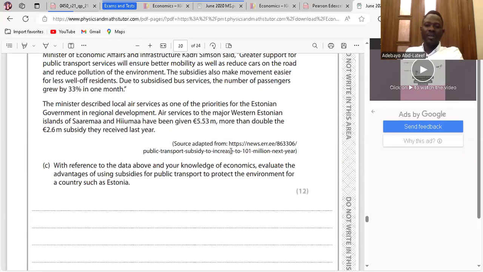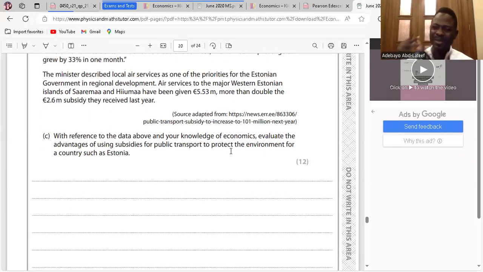So we have the case study here. Here is about evaluation, which is the same as assessment. That you have to talk about advantages and disadvantages. So they said, with reference to the data above and your knowledge of economics, evaluate the advantages of using subsidies for public transport to protect the environment for a country such as Estonia. First, what are subsidies? We already said it, but we have to say it again. Subsidies are financial help from government to reduce the cost of production or to reduce the price of consumption. That is what subsidy will bring about.